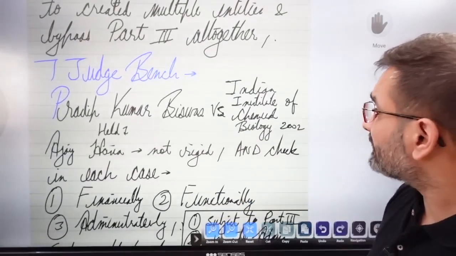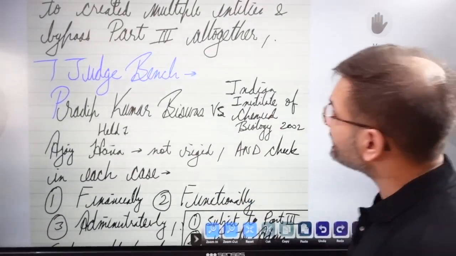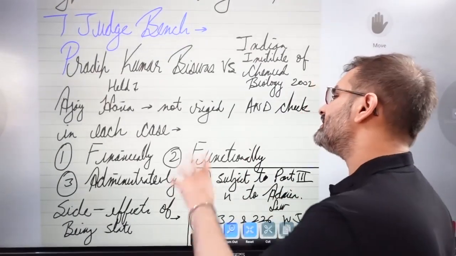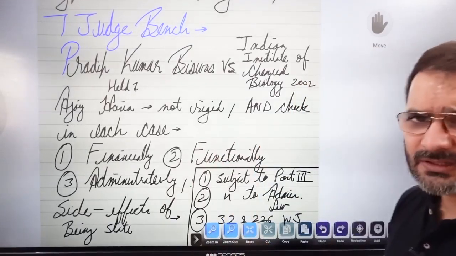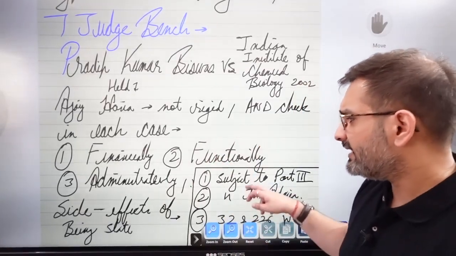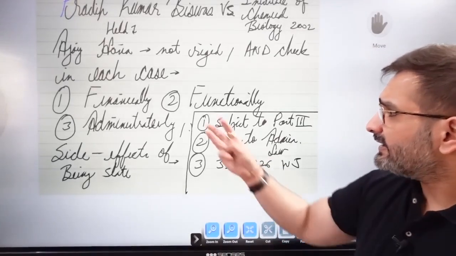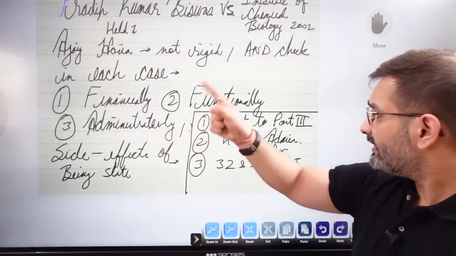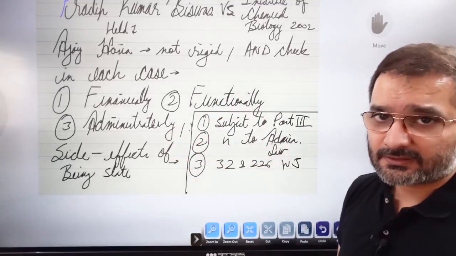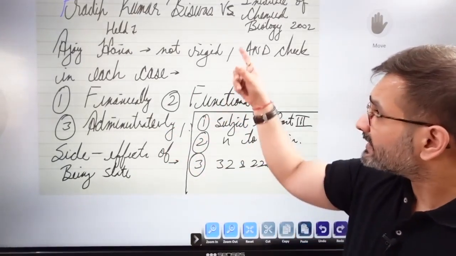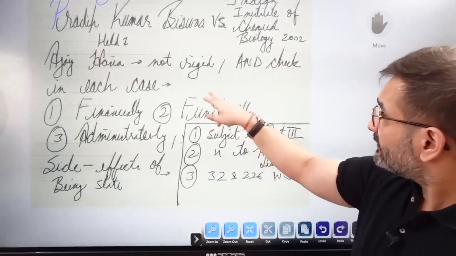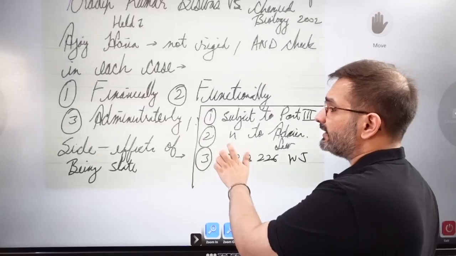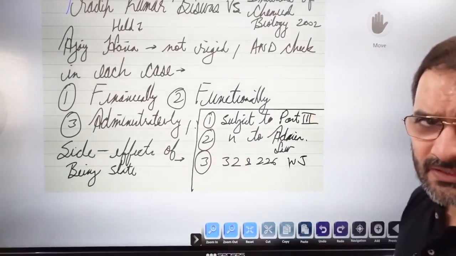Now we come to Pradeep Kumar Biswas versus Indian Institute of Chemical Biology, 2002. So that's a 7-judge bench. It held कि जो Ajay Hasia के अंदर जो guidelines हमने दी हुई थी, they were not exactly very rigid. So in each case, check these three: whether that said entity is financially, functionally, administratively being controlled by the state. So these 3 pointers were given by the 7-judge bench in Pradeep Kumar Biswas versus Indian Institute of Chemical Biology in 2002. ठीक है जी.